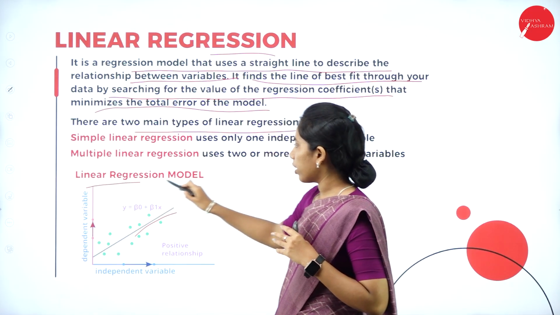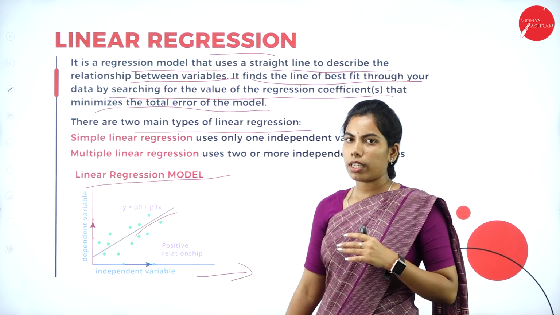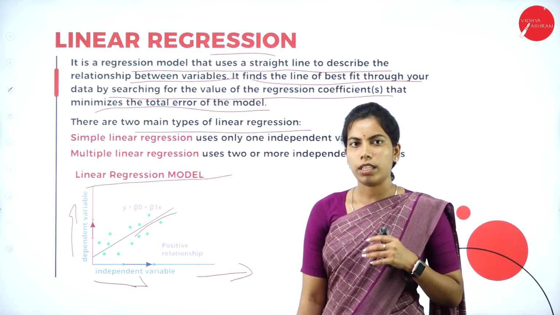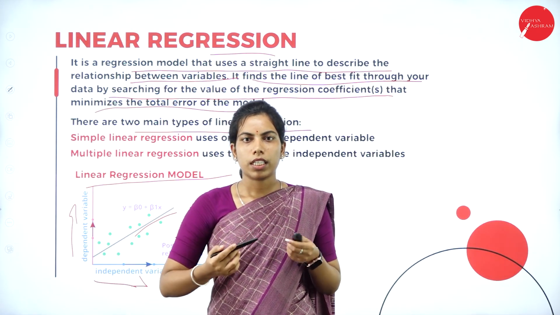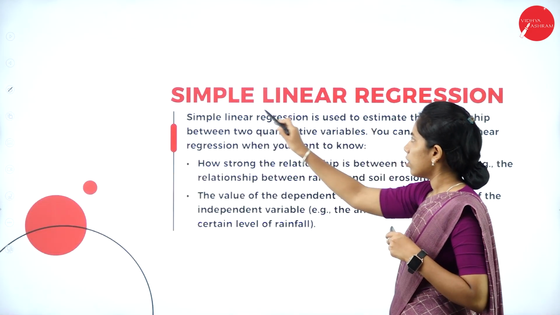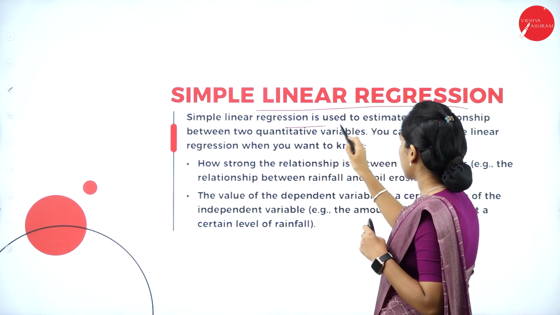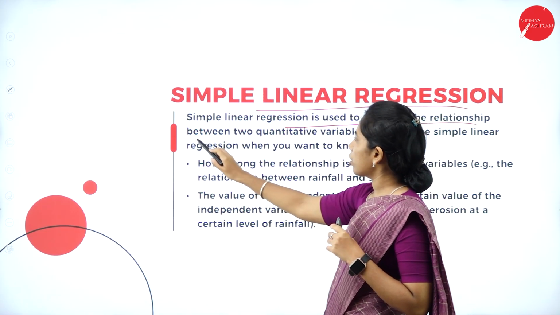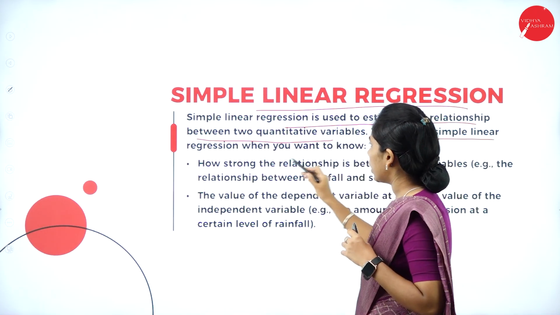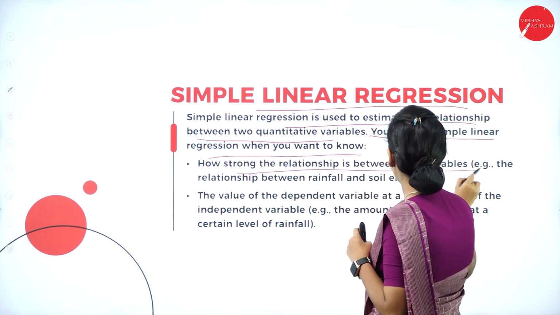Here you can see how the linear regression model looks. Here the positive relationship looks like this, and this is the dependent variable and this is the independent variable. If you want to know the simple linear regression, you will understand what exactly the graph is. Simple linear regression is one type of linear regression. Simple linear regression is mainly used to estimate the relationship between two quantitative variables. You can use simple linear regression when you want to know how strongly the relationship is between two variables.